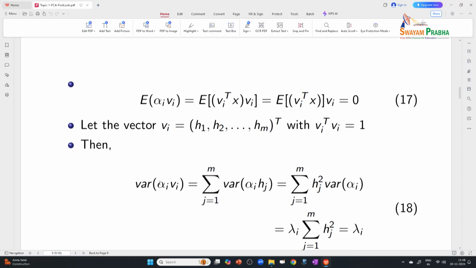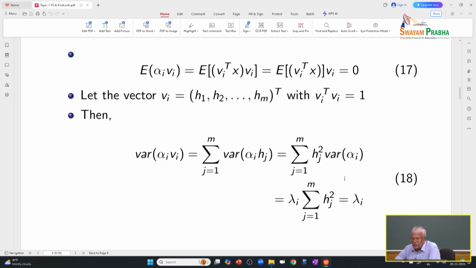So the variance of alpha i Vi is equal to the sum of the variances of the components of that vector. So variance of alpha i hj, j running from 1 to m, summed. The hj's are constants. If you multiply a variable by a constant, the variance gets multiplied by the square. So hj square times the variance of alpha i. You already know the variance of alpha i is lambda i. So this is simply the summation of hj square times lambda i. But Vi transpose Vi equal to 1 essentially means the summation of hj square is equal to 1 because it is a unit vector. So this is lambda i.